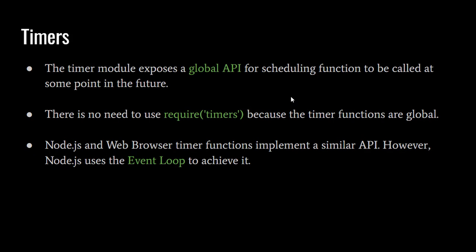How convenient, right? So Node.js and web browser timer functions implement the same API. However, Node.js uses the event loop to achieve it, right? Internally, it's using the event loop, C and C++ and all that stuff, but at the very high level, we're just using a timer. Well, hey, it's a JavaScript timer. It runs the way we expect it to run, but internally it does a lot more.